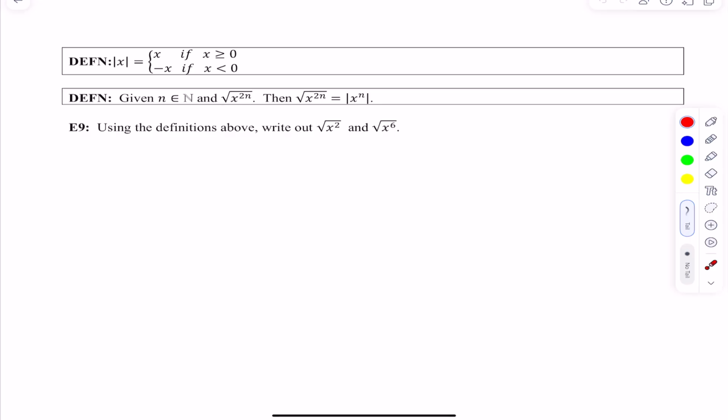Now, the square root of x to the even powers is going to be case sensitive only for certain n values, okay? The n value here stands for a value that is in the set of natural numbers. If you forgot the set of natural numbers, I could write it for you. The set of natural numbers is equal to the set containing 1, 2, 3, and so on.